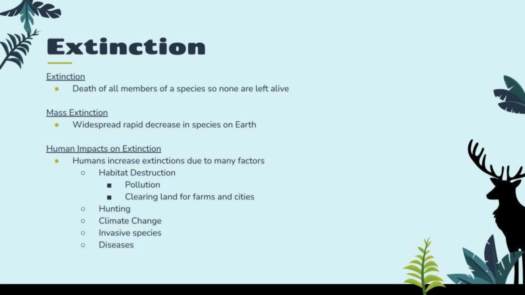Mass extinction is when we have a widespread, rapid decrease in species on Earth. So this is different than just one species dying out here or there, or even a couple species in the same area in response to an earthquake or a mass fire or something like that. A mass extinction is a huge loss in species, kind of like what we see during an ice age or when we see the big changes in eras.